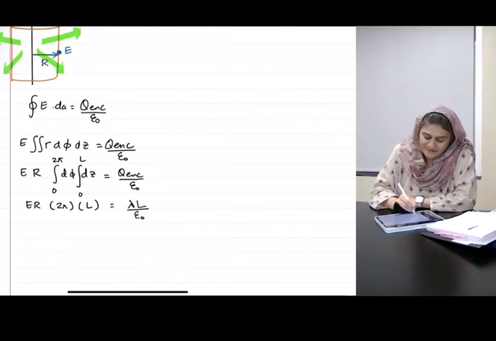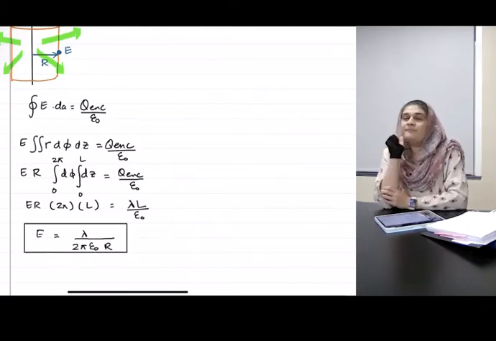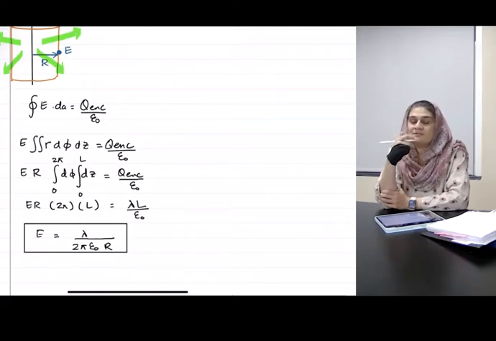And then this reduces down to E equals lambda over 2 pi epsilon naught R. Good? Give me a thumbs up so I can move on to the next one.